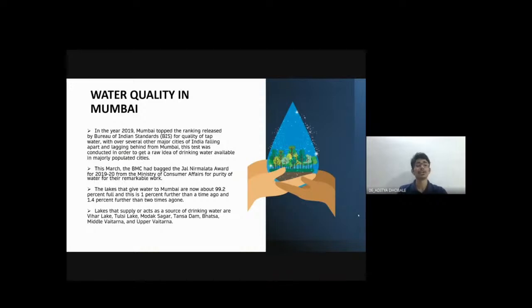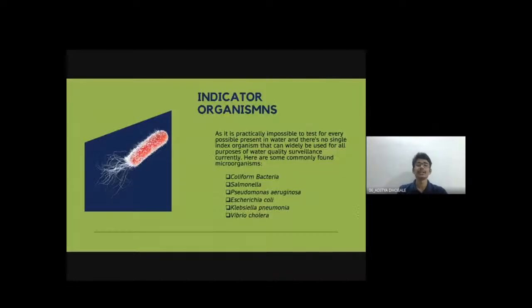Lakes that act as a source of drinking water are Vihar Lake, Tulsi Lake, Modak Sagar, Tansa Dam, Vaitarna, Middle Vaitarna, and Upper Vaitarna. Indicator organisms: it is practically impossible to test for every possible microbe present in water, and there is no single index organism that can widely be used for all purposes of water quality surveillance currently. Here are some commonly found microorganisms: coliform bacteria, Salmonella, Pseudomonas aeruginosa, Escherichia coli, Klebsiella pneumoniae, and Vibrio cholerae.